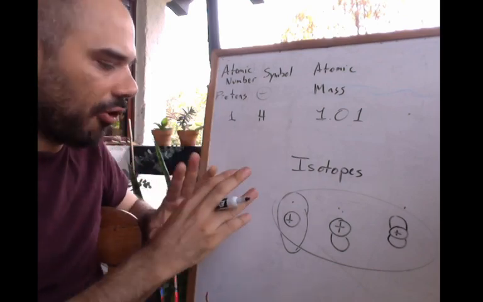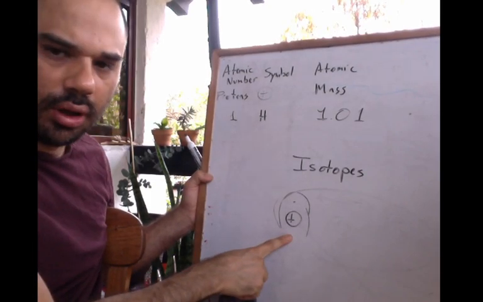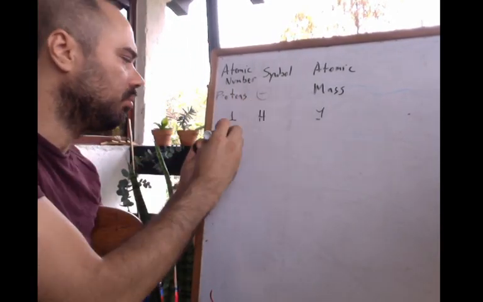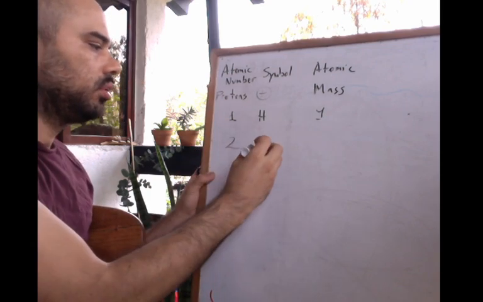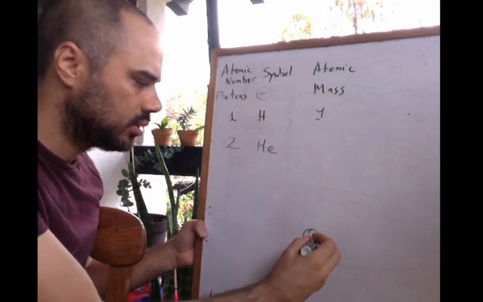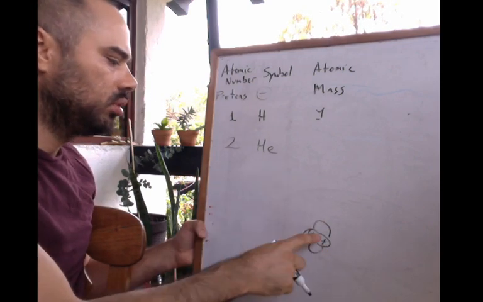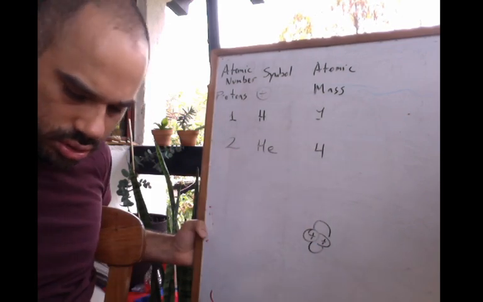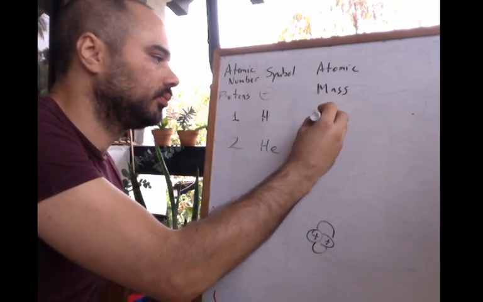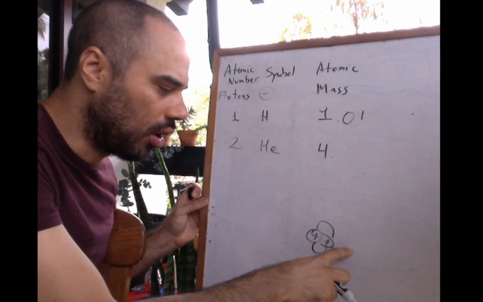If there were only one type of hydrogen, then the atomic mass would be 1. Helium, for example. Helium has 2 protons, but most of the helium we know has 2 neutrons also. So helium is 4, as you can see, right? Almost exclusively helium is like this.